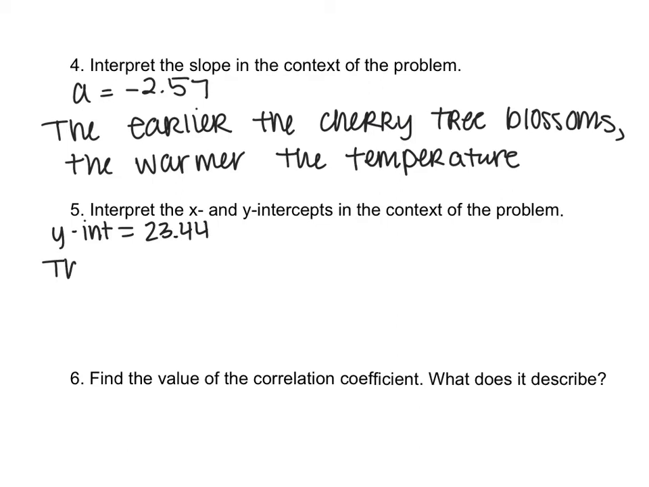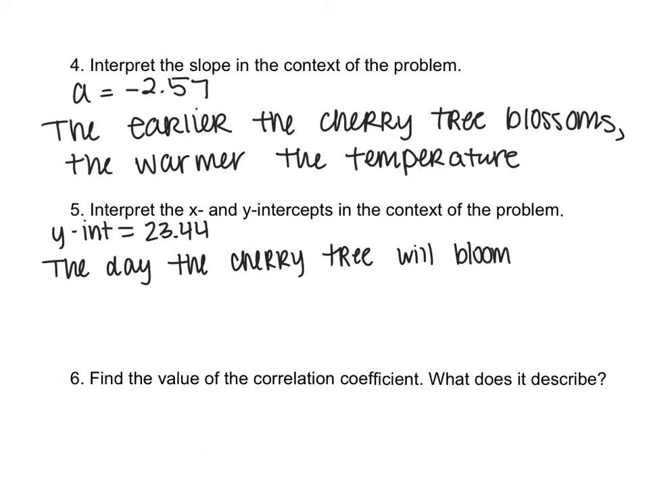So the day the cherry tree will bloom when the temp is 0 degrees Celsius. So if it's 0 degrees Celsius, the cherry tree won't bloom until roughly the 23rd day of April.